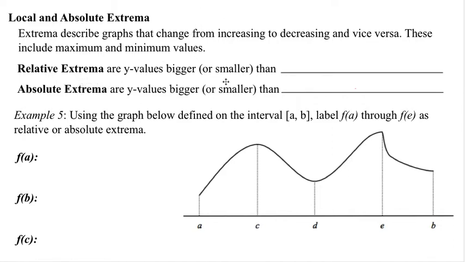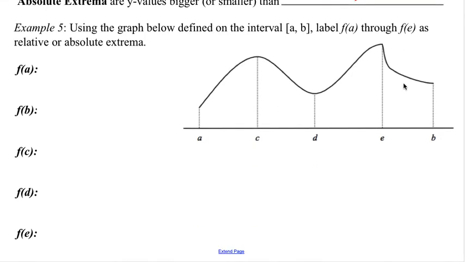If it's a relative extrema, that means that the y values are bigger or smaller than the y values that are near it or close by it. An absolute extrema means it's the biggest one or it's the smallest one compared to all the other y values. So let's take a look at an example. Here's example 5. Using the graph below, on this interval from A all the way to B, so I know it goes from A to B and then we have C, D, and E inside here. They want us to label the function as relative or absolute extrema.